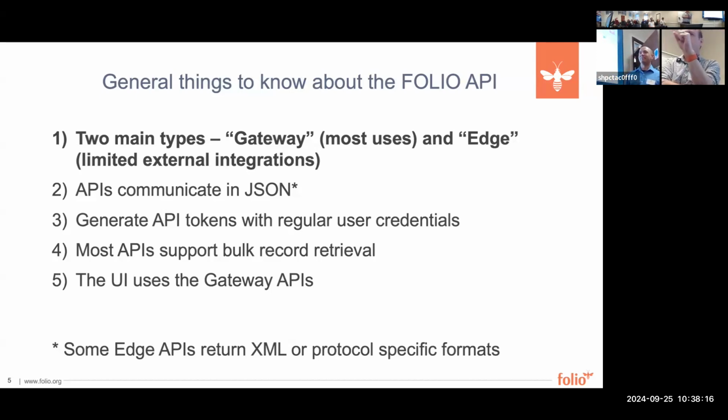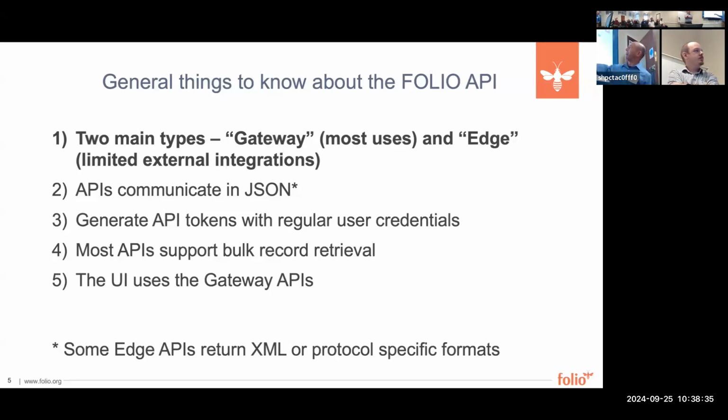If you try to ask for any more than 100 records from mod search at a time, it'll give you a 500 error. Or, I can't remember which, it will give you something not helpful. And so we'll talk about that. Fortunately, it's not a big deal. You can actually harvest millions of records from a Folio installation.